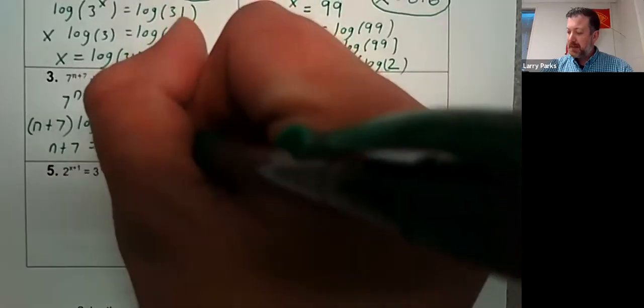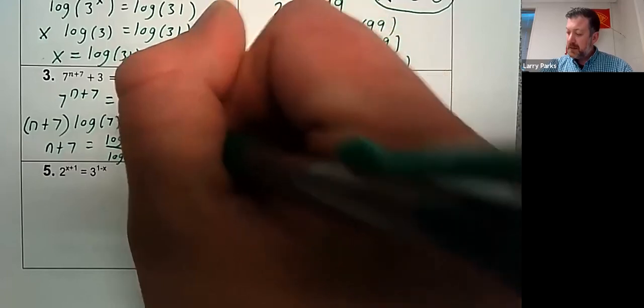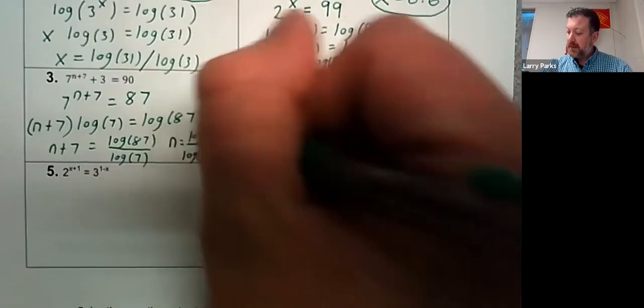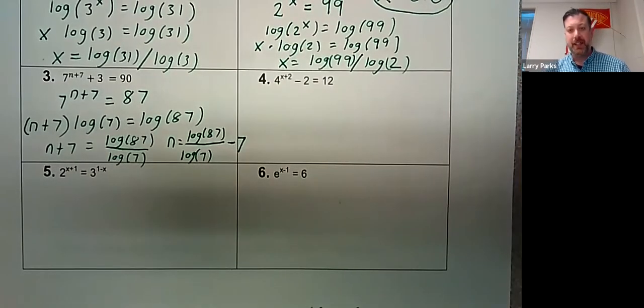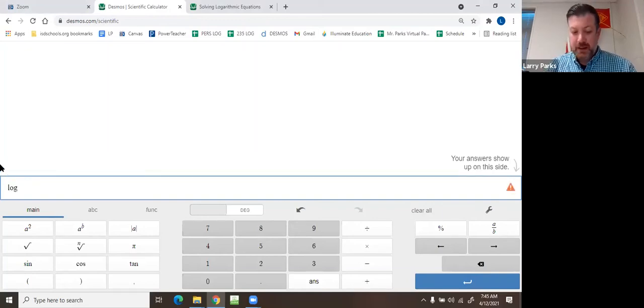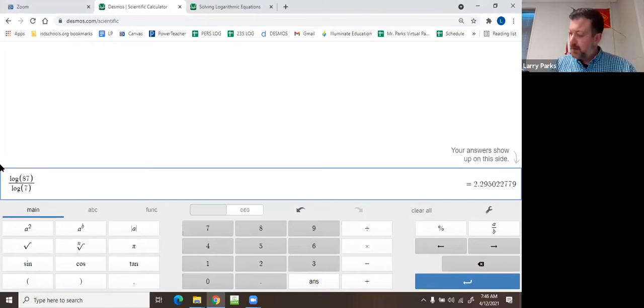So I need to type in my calculator, log of 87 divided by log of 7 minus 7. Let's see what that is. Log of 87 divided by log of 7 minus 7 is around negative 4.7.